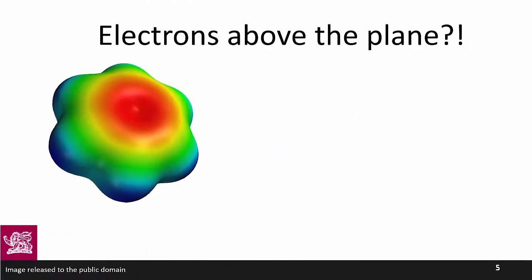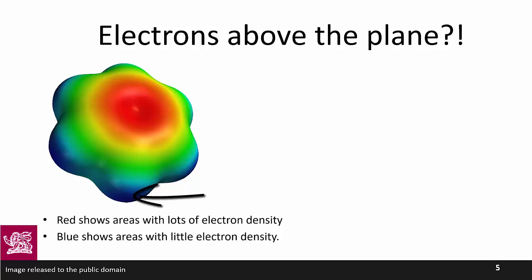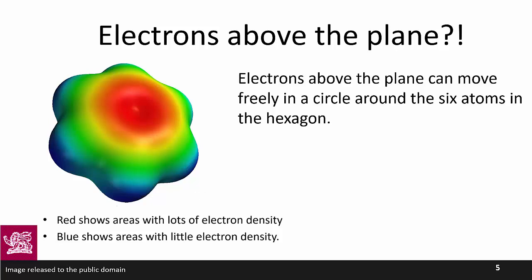What I have here is a space-filling diagram showing the distribution of electron density on benzene. This red region here is an area of high electron density, and the blue region, which should be where those hydrogens are, is an area of low electron density. So our electrons above the plane are shown to move freely in a circle around those 6 atoms in the hexagon.